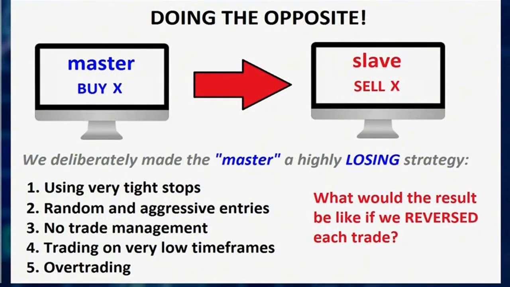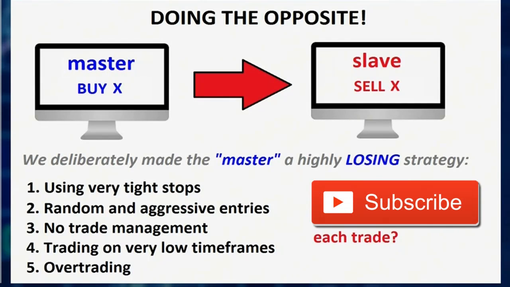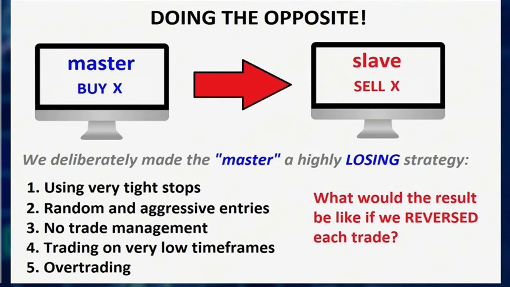So basically, we thought, okay, how can we make the master strategy as high a losing ratio as possible? So we deliberately made the master a highly losing strategy. What did we do? We broke all the traditionally good rules of risk and trade management, which is we used very tight stops. Using very tight stops is usually a bad idea because essentially you lose more. Although it might increase your risk reward, it does lower your win ratio. Then random and aggressive entries and no proper trade management, no break-even rules or anything like that.